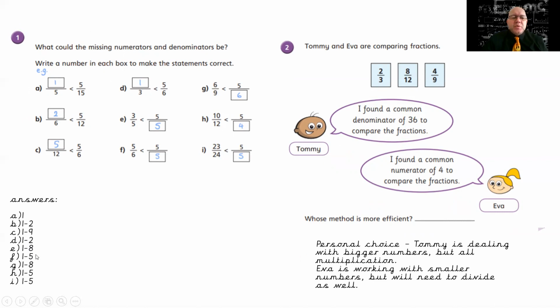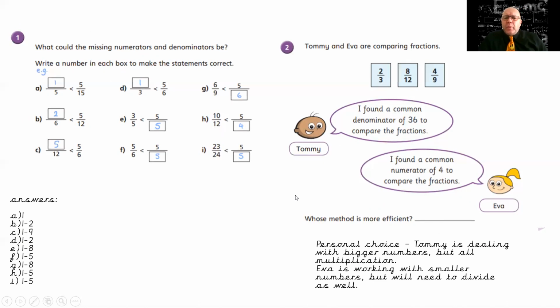F, any number between 1 and 5. G is any number between 1 and 8. H, any number between 1 and 5. And I, any number between 1 and 5. So if you've put one of those examples, one of those answers, you're correct.